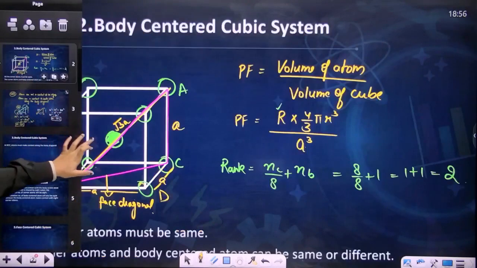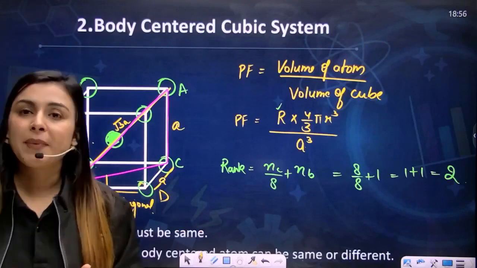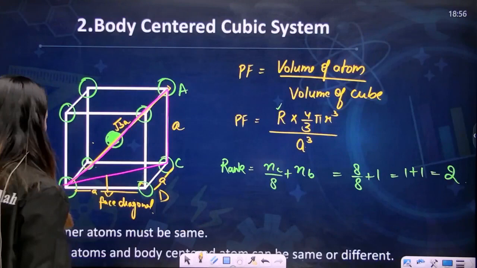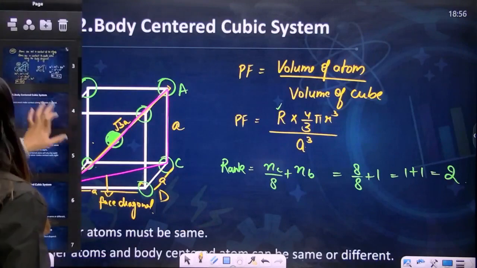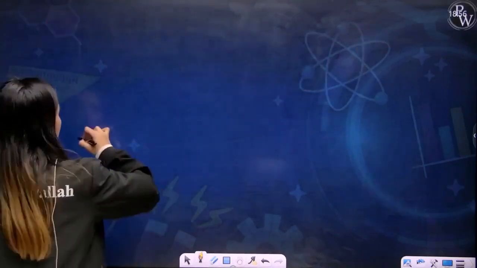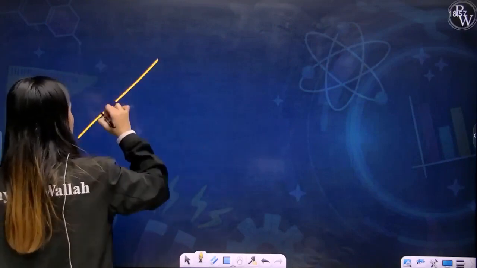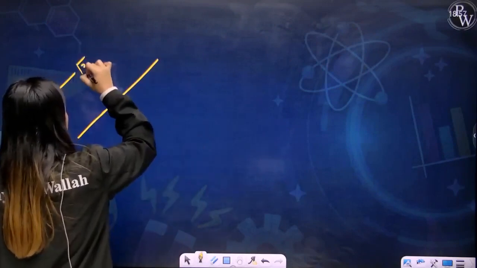let me just check here. So now for calculating the packing fraction, I needed this length. Yes, now I have this length. Let's try to incorporate it. Now I have this length, my dear students, which is equal to root 3a. So can I say that this is equal to root 3a?